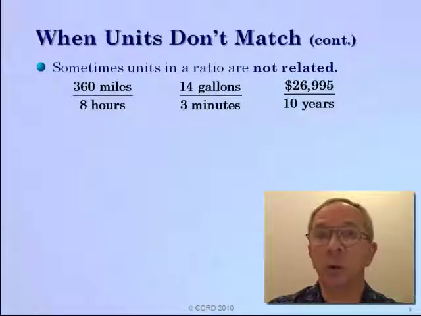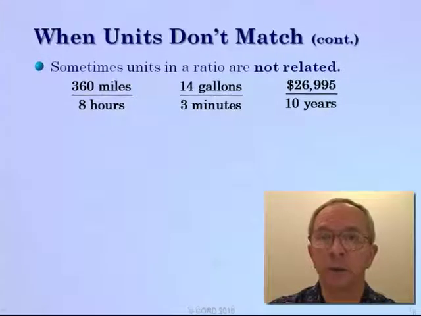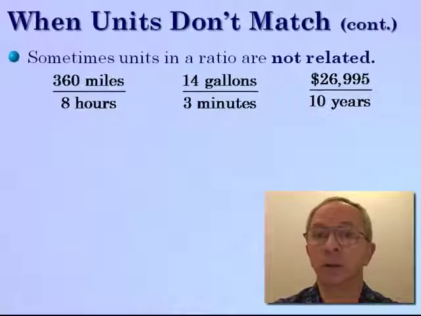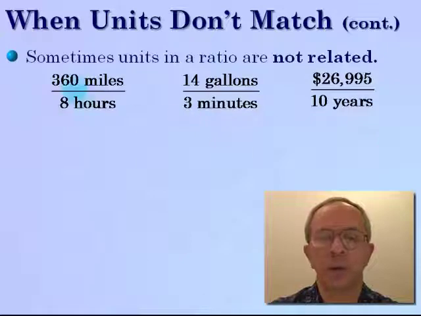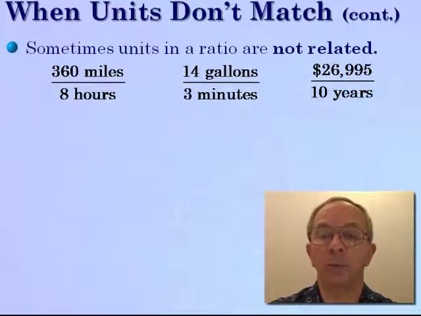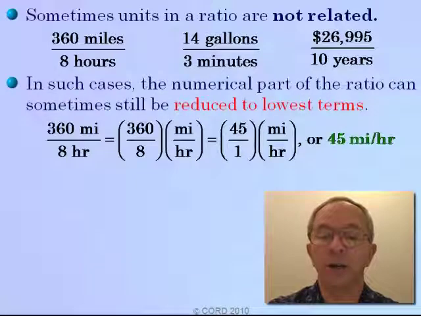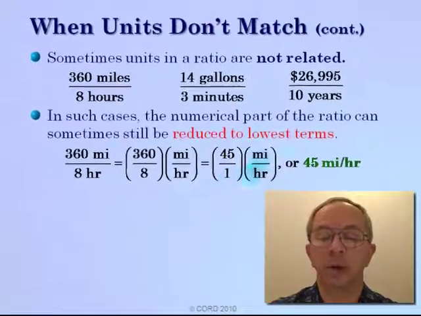Sometimes the units in a ratio are not related. Not all time units, or not all volume measurements, or not all distance measurements. For example, here's 360 miles per 8 hours, or the ratio of 14 gallons to 3 minutes, or $26,995 to 10 years. You could imagine where all those ratios might appear. In such cases, the numerical part of the ratio can sometimes be reduced to lowest terms. So we'll take the 360 miles divided by 8 hours, and we can reduce that to 45 to 1 miles per hour.